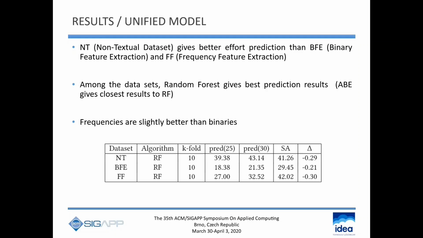For the same comparison for k-grams, you can see in the figure that frequency feature extraction, the last one, is better than binary k-grams, the second one. We can say how many times a k-gram occurs in the relevant text is more informative than just looking if the word exists or not. Among the data sets, as you can see, random forest with 10 cross-fold validation gives us the best prediction results. But in our results, we also observed that analogy-based estimation gives the closest results to the random forest model.